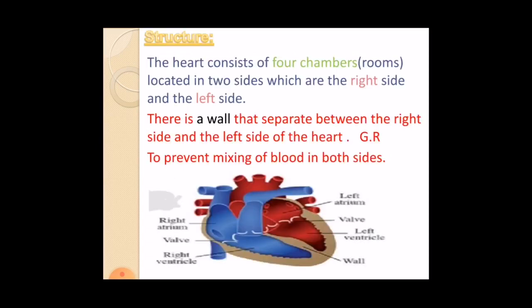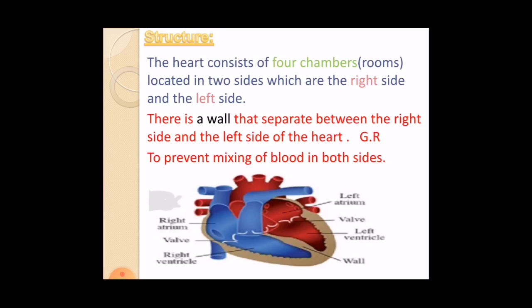What is the structure of the heart? The heart consists of four chambers, or four rooms, located in two sides, right side and left side. There is a wall that separates the right side and the left side. Why? To prevent mixing of blood in both sides.